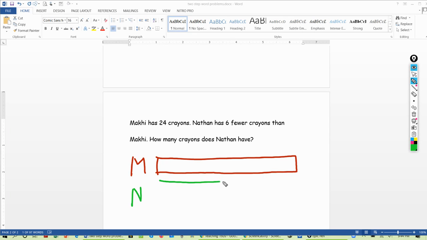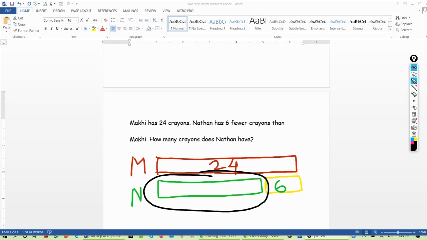So he has this many crayons and that's 6 fewer. So let's draw a box here. So this is 24. Makai has 24. Nathan has 6 fewer. So we need to find this part. We need to find how many Nathan has. This part, right? So again, we would go ahead and draw the math mountain.